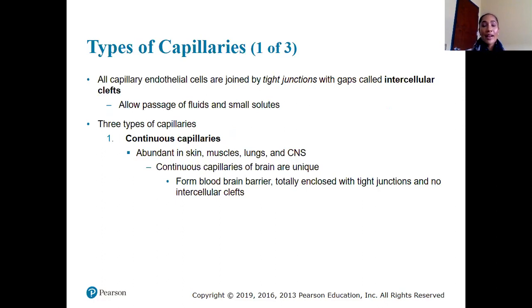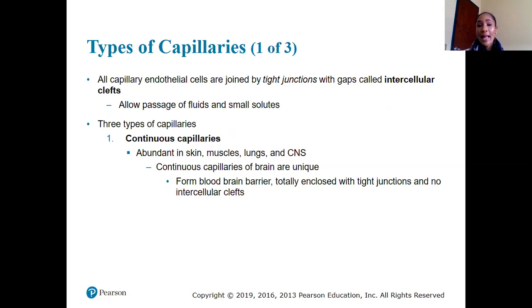So all capillary endothelial cells are joined by tight junctions. Remember, tight junctions are those structures that we do not want substances to be leaking out of. And so these cells are going to be joined by tight junctions with gaps called intercellular clefts. These clefts are going to allow passage of fluids and small solutes. And of course, the tight junctions will ensure that any of these fluids that are passing through these clefts do not leak out into the surrounding space.